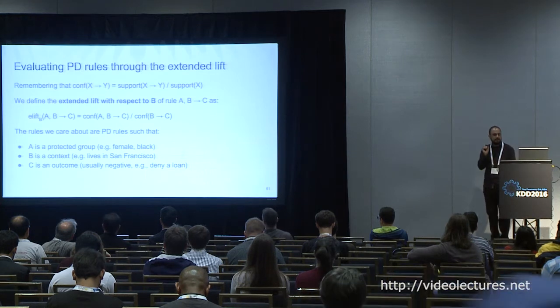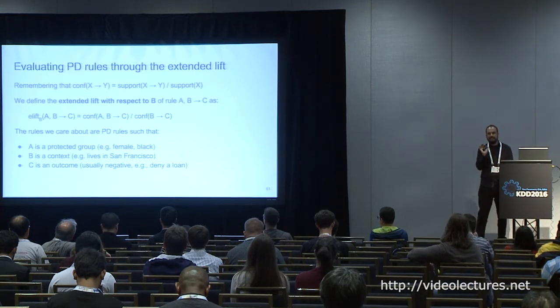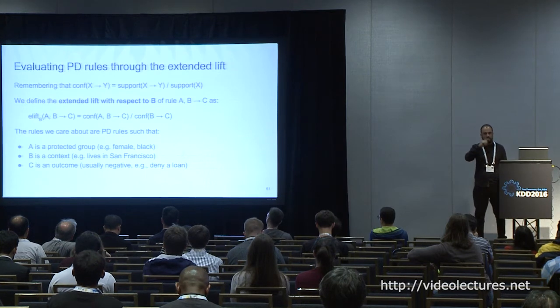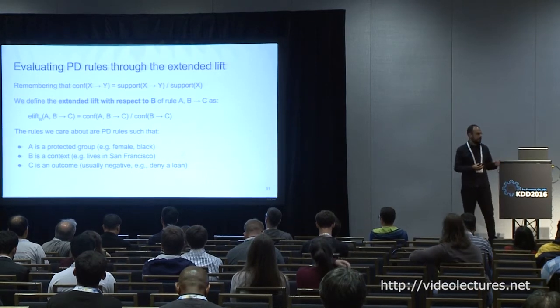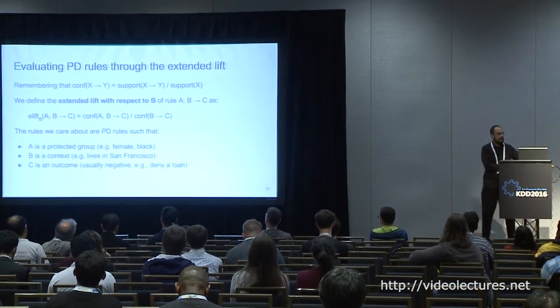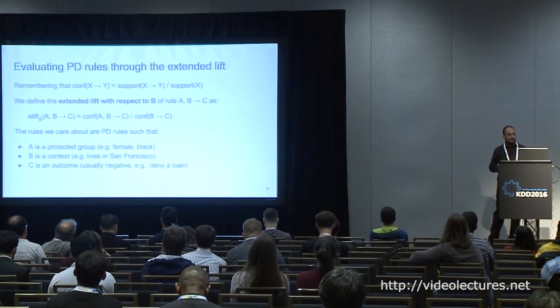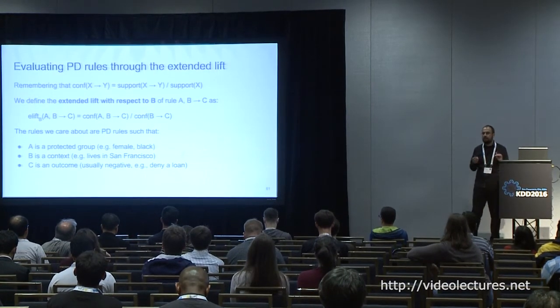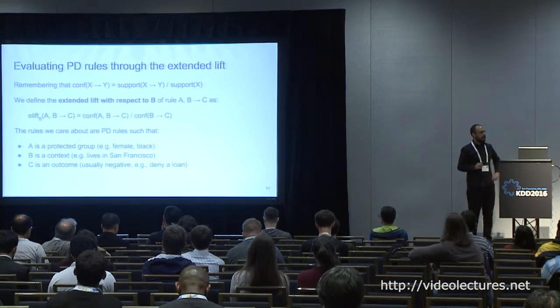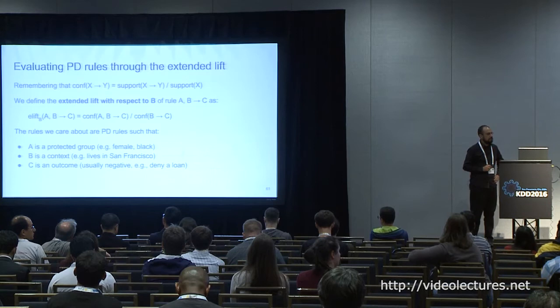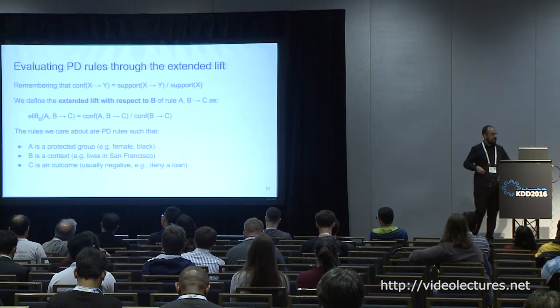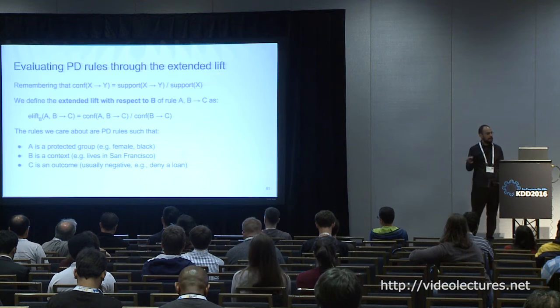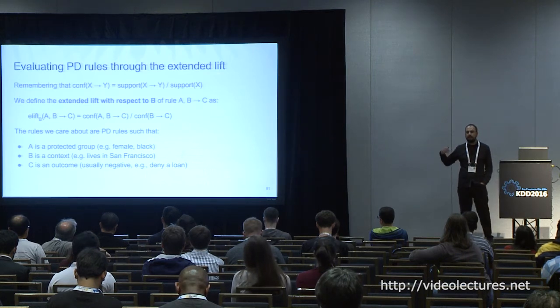This quantification is going to come from some of the measures that we described before for discrimination, in this case from something called the extended lift, a concept that is going to appear more in other techniques for measuring discrimination. The extended lift is basically the confidence of the rule AB implies C divided by the confidence of the rule B implies C. So think of A as gender female, B as living in San Francisco, and C as getting a loan or a mortgage denied, right?